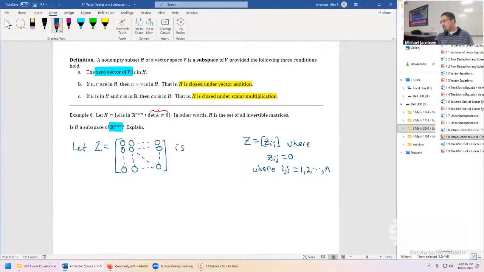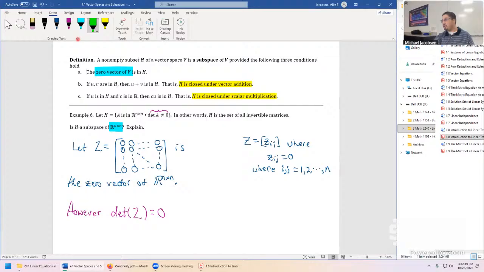Z is the zero vector of R n by n. However, the determinant of Z, well, it'd be the product of the main diagonal. It's just 0. Or just do a cofactor expansion down, say, column 1. It'd be zeros times a bunch of submatrices, all 0. You automatically get a determinant of 0 when you work with the 0 matrix.